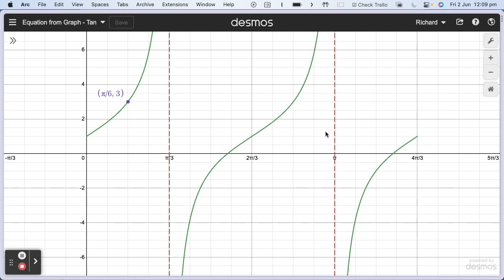Given that y equals a tan b outside of x plus c plus d. Now, I deliberately chose different letters here that shouldn't throw you at this level of mathematics.